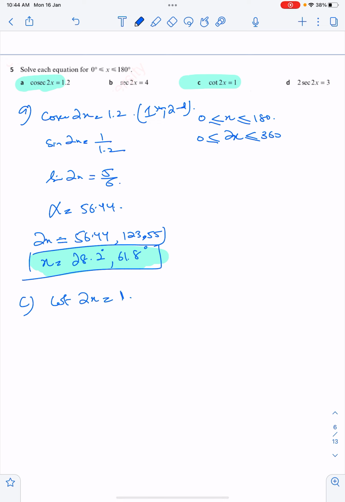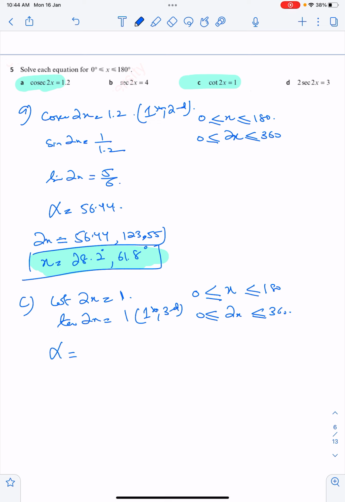Okay, reciprocating both sides, it will become tan of 2x equals 1. The range is from 0 to 360, so for 2x, it's going to be 0 till 360. Tan is positive in the first and the third quadrant, so we're going to look into the first and the third quadrant only. The basic angle is tan inverse of 1, which is 45 degrees. In the first quadrant, the answer will be 45 only. For the third quadrant, it will be 45 plus 180, which is 225.